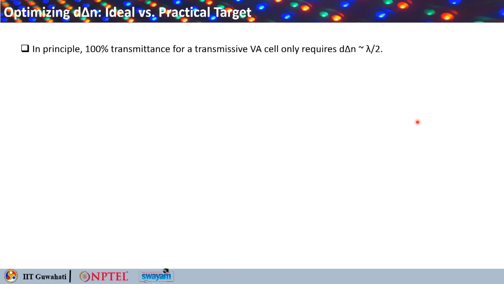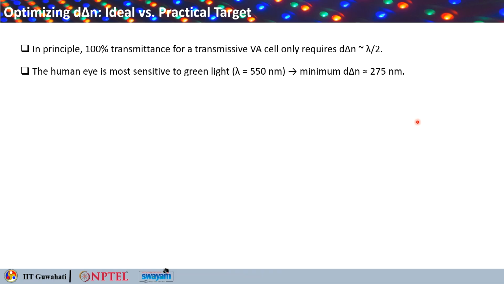Now here we will discuss optimizing this d delta n. We will talk about the ideal and the practical target. In principle, 100% transmittance of a transmissive vertical alignment cell only requires that d delta n be roughly equal to lambda by 2. If you consider lambda to be 550 nanometer, since the human eye is most sensitive to green light, then the minimum d delta n will be half of that, that is 275 nanometer, right?